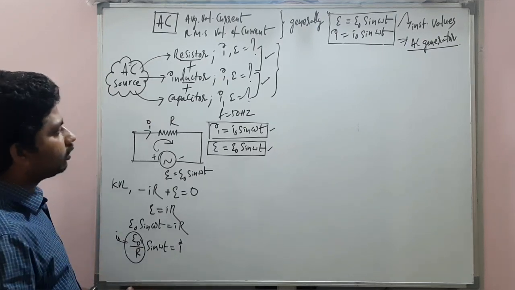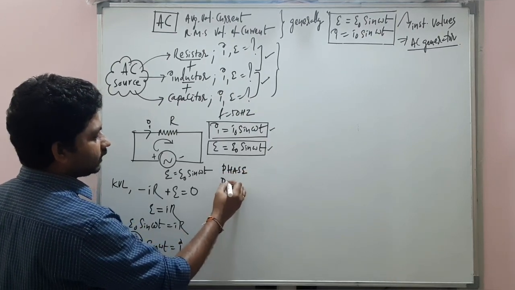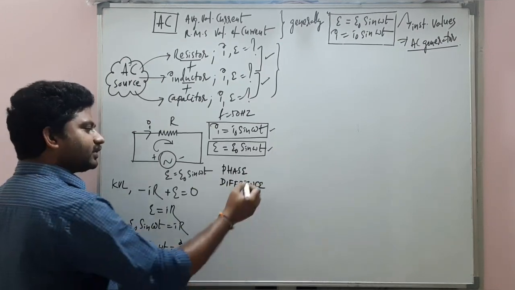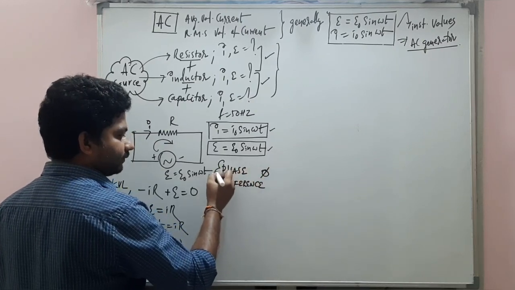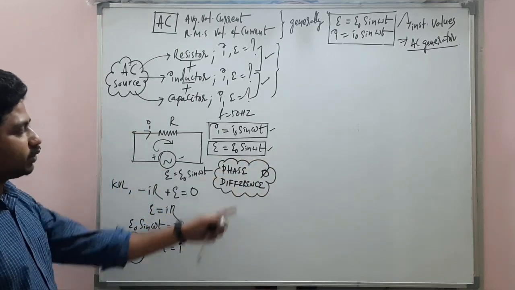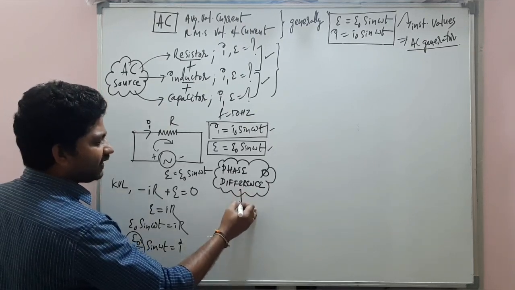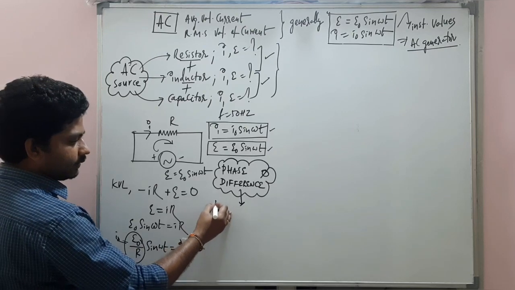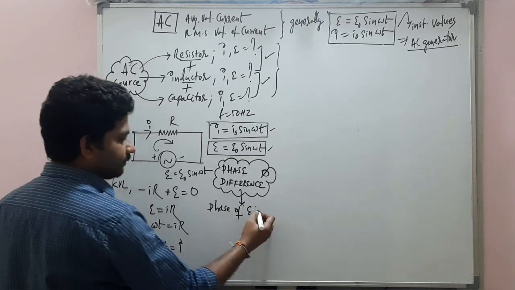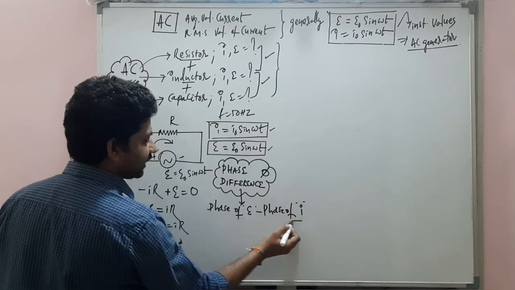So now the question of this concept is about a phase difference. This phase difference is denoted with the symbol phi. You might have learned about phase difference in your waves and oscillations topics. It's so simple. Phase difference is the phase of the instantaneous EMF minus the phase of the instantaneous current.